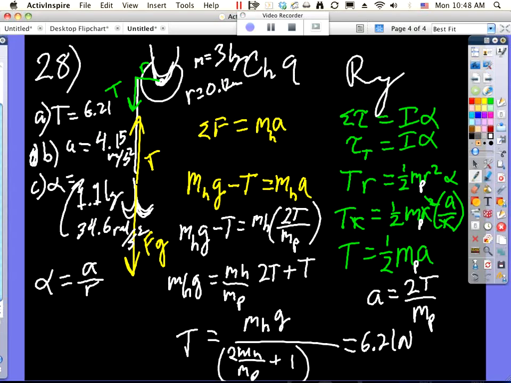Oops, I should have recorded that. So again, I get 6.21 newtons here, plug that into this to get A, which is my 4.15, and then divide that by 0.12, which is the radius, and I get 34.6 radians per second squared.